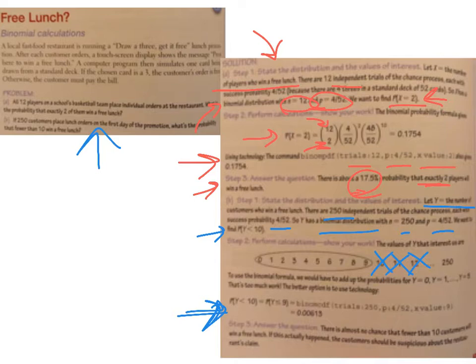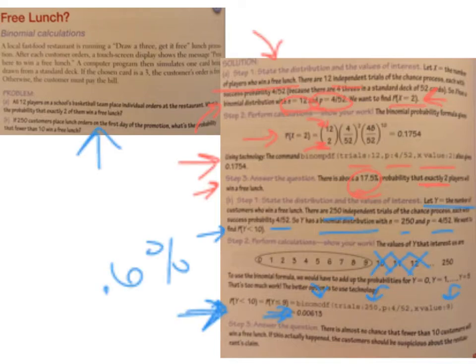So when I type in, I'm using my CDF, not my PDF. My trials are 250. My probability is still 4 out of 52. My x value here is 9, which gives me a probability of only 0.6%. So there is almost no chance that fewer than 10 customers will receive a free lunch. And they go on to say if that actually did happen, then the customer should question it.